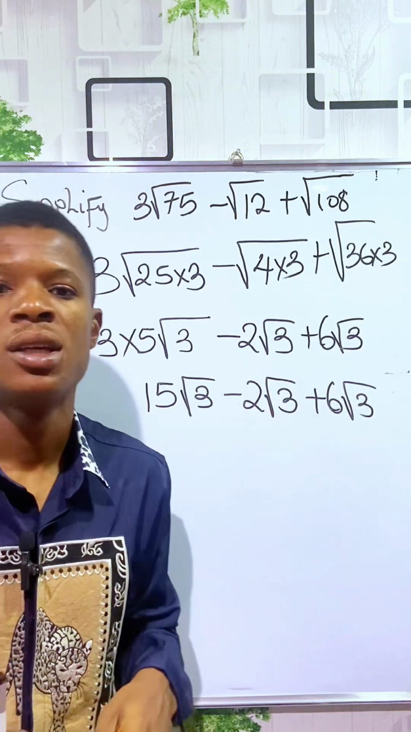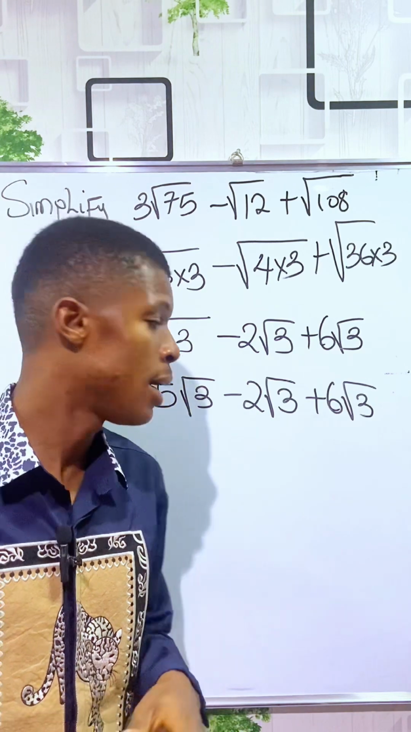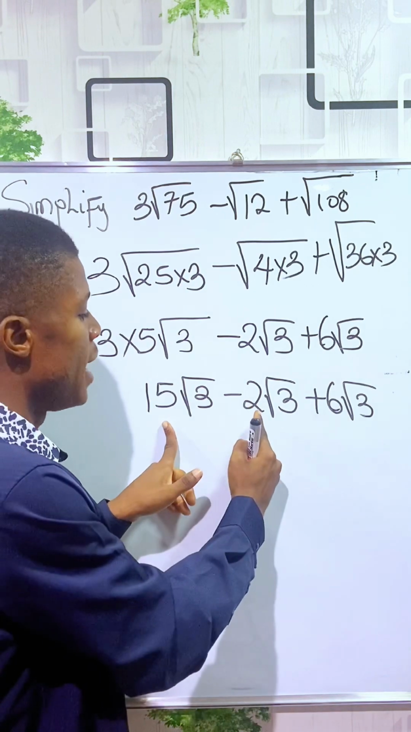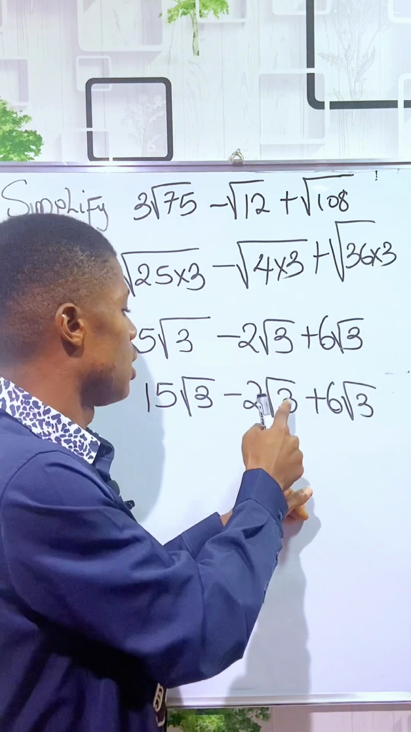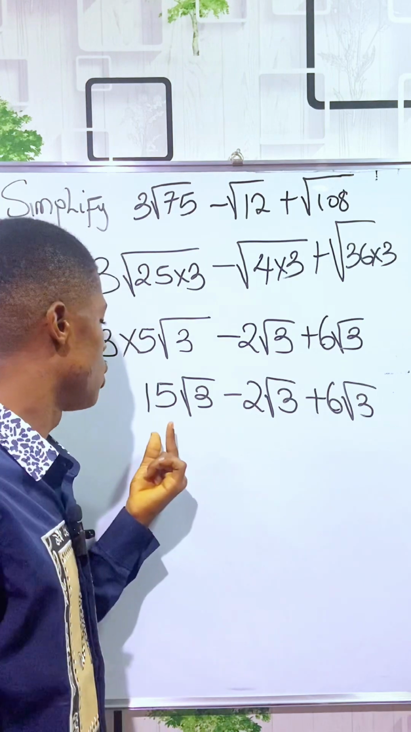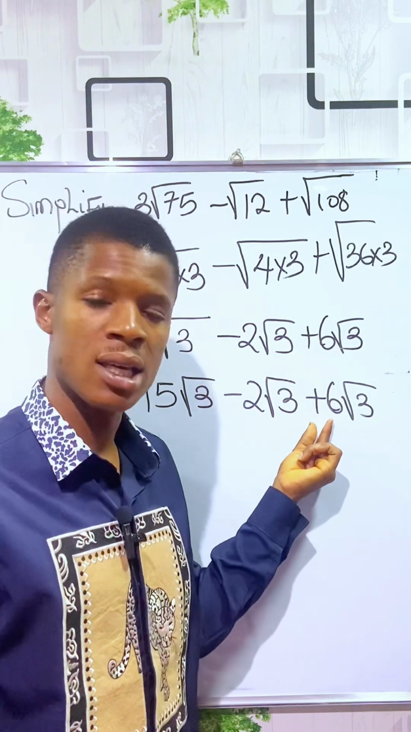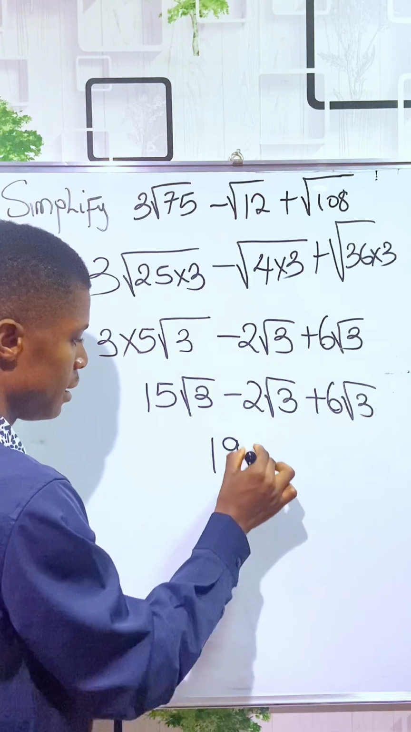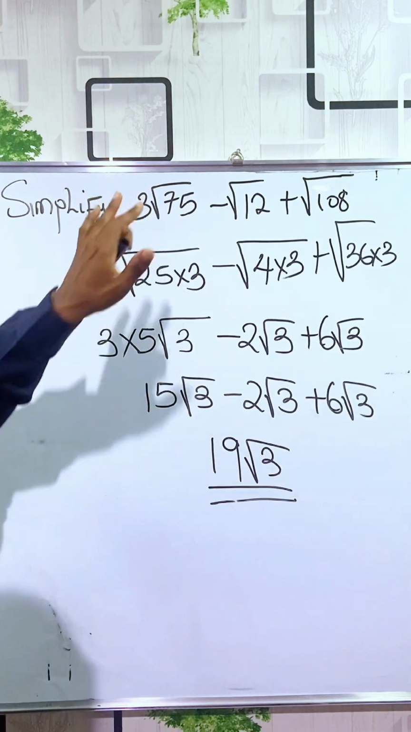We are almost done. The next step is now to simplify the thing to its lowest term. Then you have 15. For you to add, you do 15 minus 2. 15 root 3 minus 2 root 3 is the same thing as just 15 minus 2, all in root 3. So that will give you 13 root 3. 13 root 3 plus 6 root 3 is giving you 19 root 3. You have it as 19 root 3. And this is the simplified form of this surdic term.